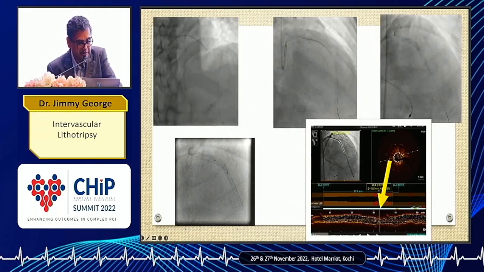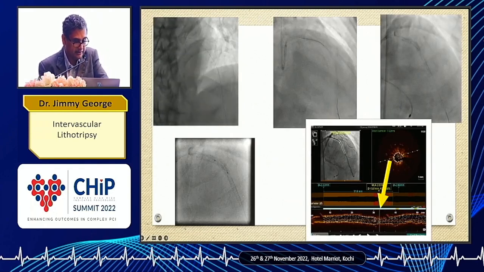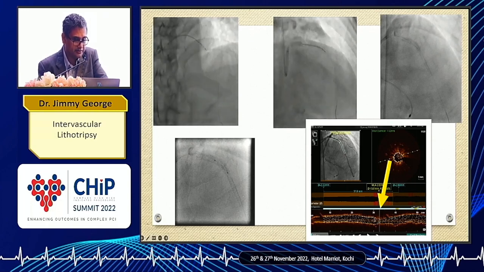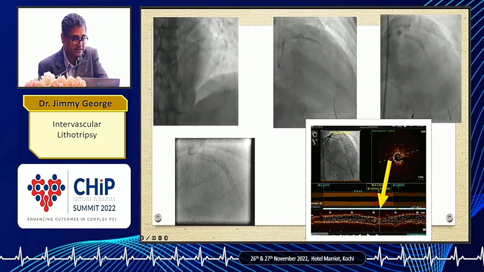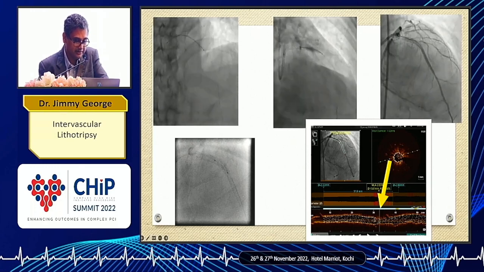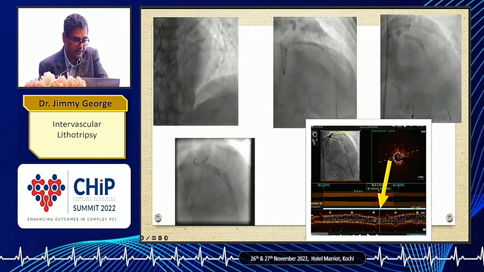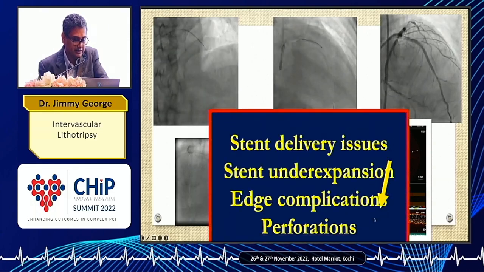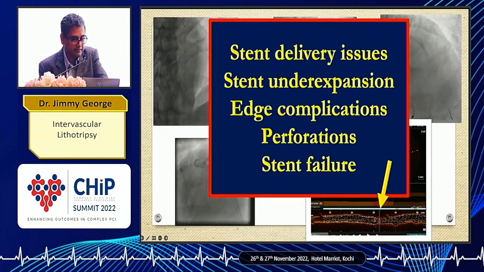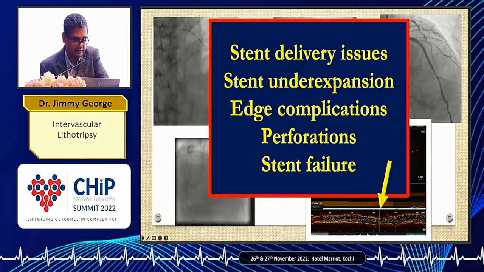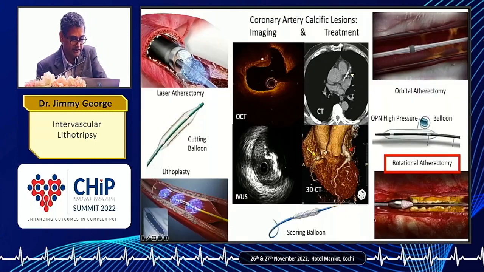So in very complex cases where the mechanical circulatory support or hemodynamic compromise is there, you try putting a long stent, it always ends up in uncrossable lesions or undilatable stents. And when you do imaging over there, you see under expansion, edge complications, perforation, stent failure, TLR, all the way changes. So definitely you need your weapons in your armamentarium, like cutting balloons, scoring balloons, orbital or rotational atherectomy or laser, or even the IVL for better results.